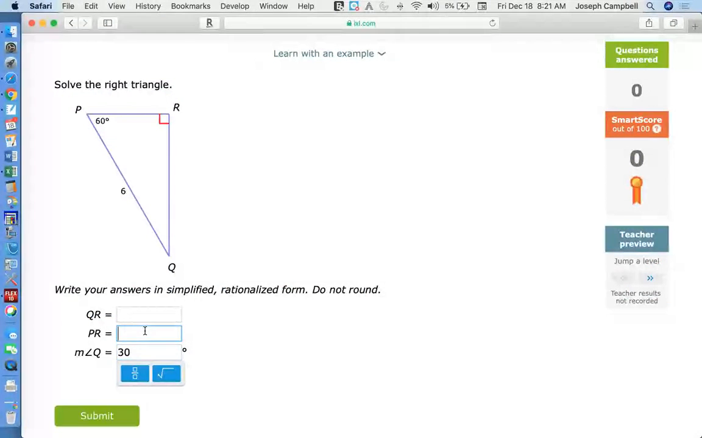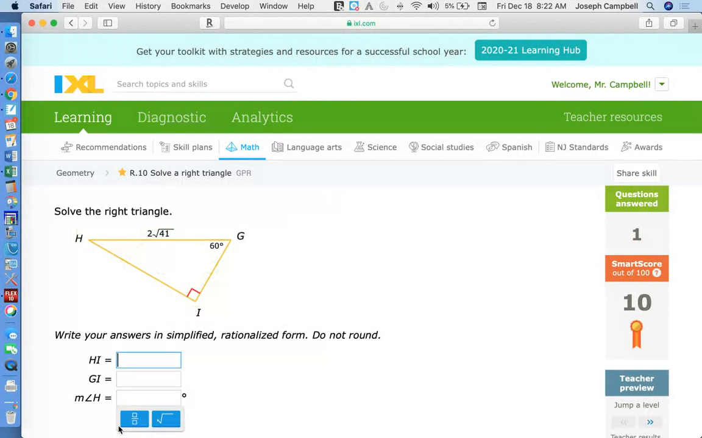Put these answers in here. PR was 3, and QR was 3√3. All right, just leave it there for now until I can get some pieces, okay?